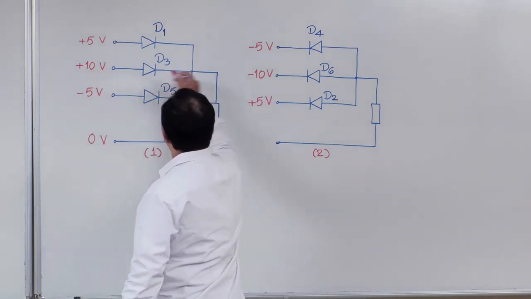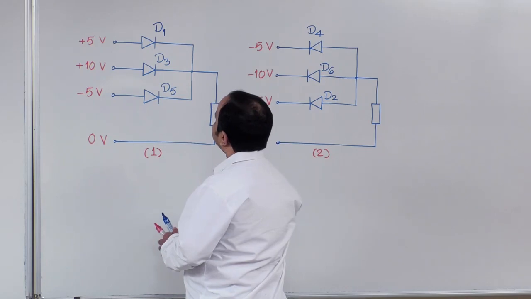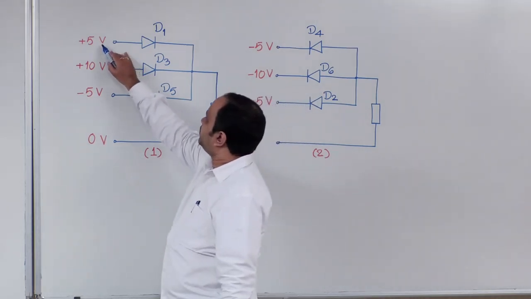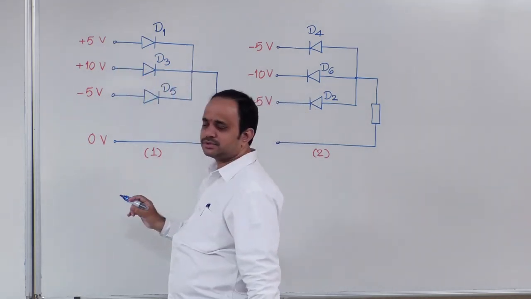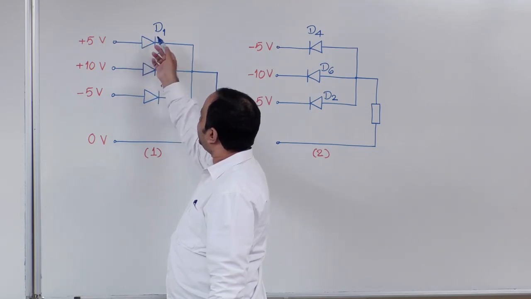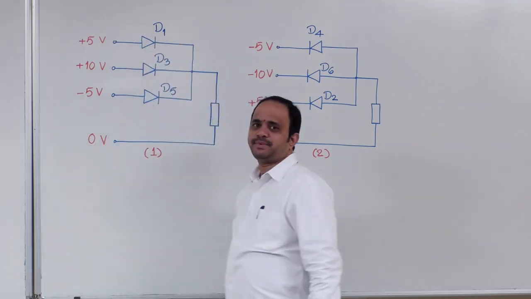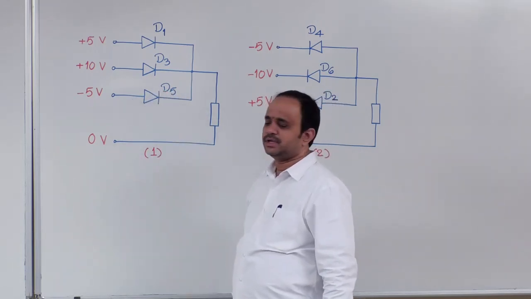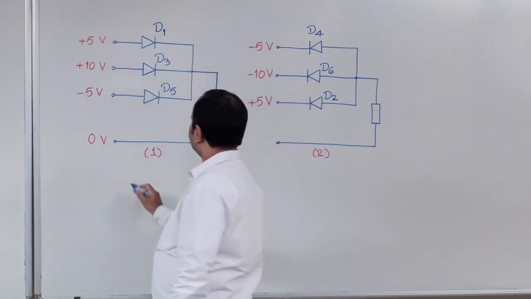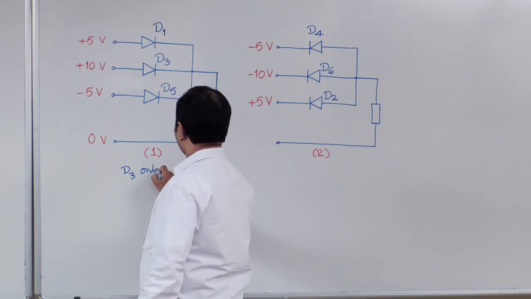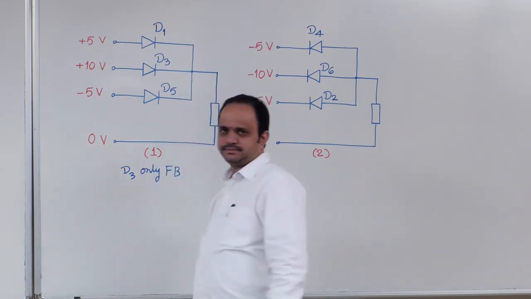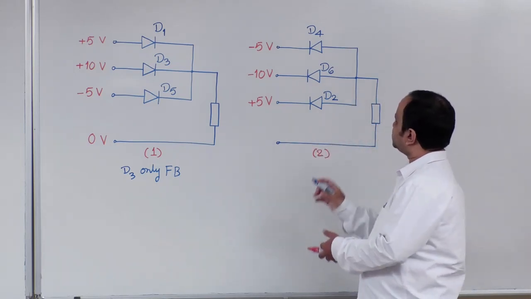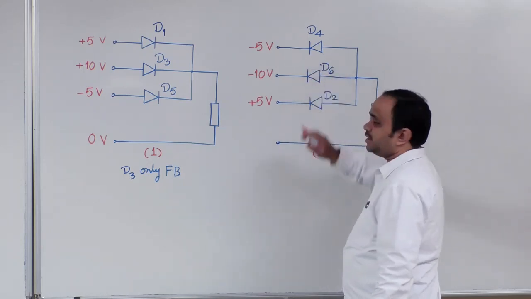Therefore, this plus 10 volt will appear at this point, and hence what is the anode to cathode voltage for D1? That is 5 volt minus this 10 volt. So 5 minus 10, that is minus 5. Therefore, D1 will be reverse biased. Next, D5 voltage is minus 5 minus 10, minus 15 volt. Therefore, in this particular circuit, only D3 is forward biased. Now, in the second circuit, with a similar explanation, only D6 is forward biased.